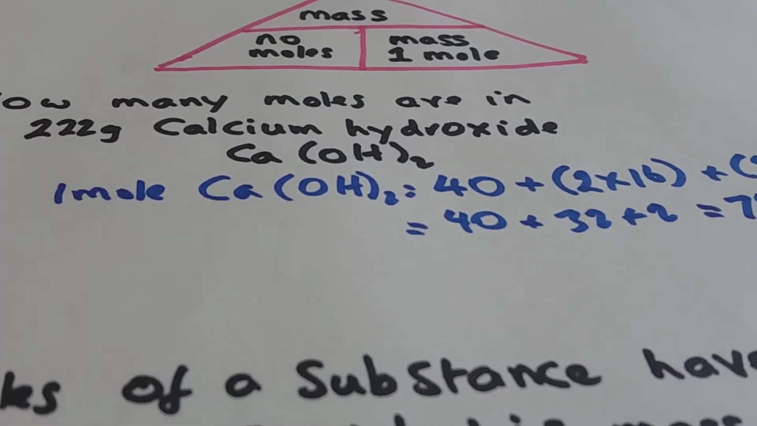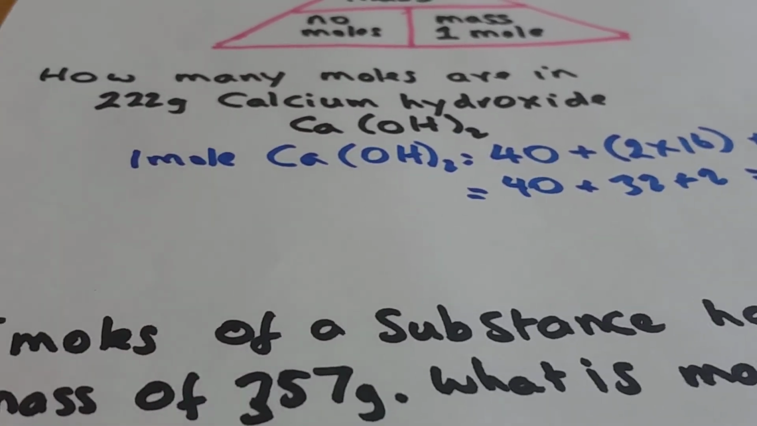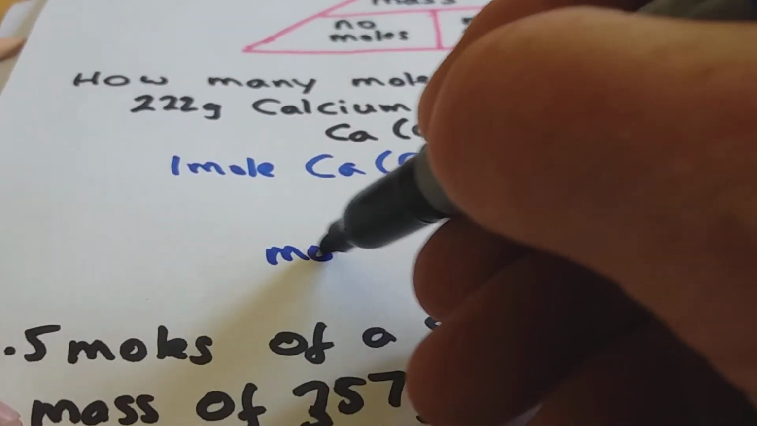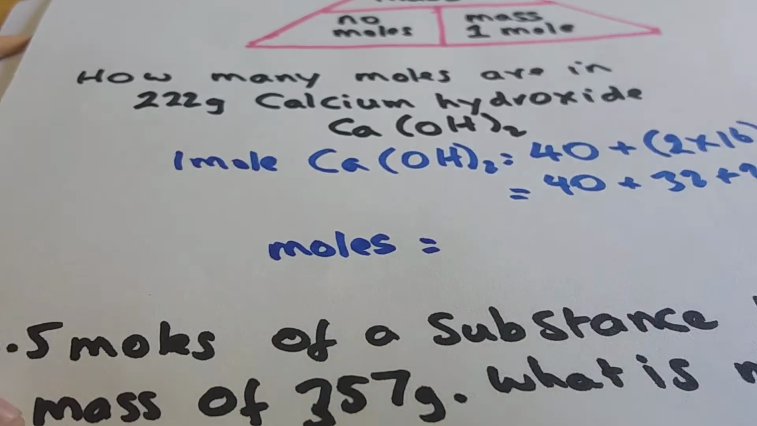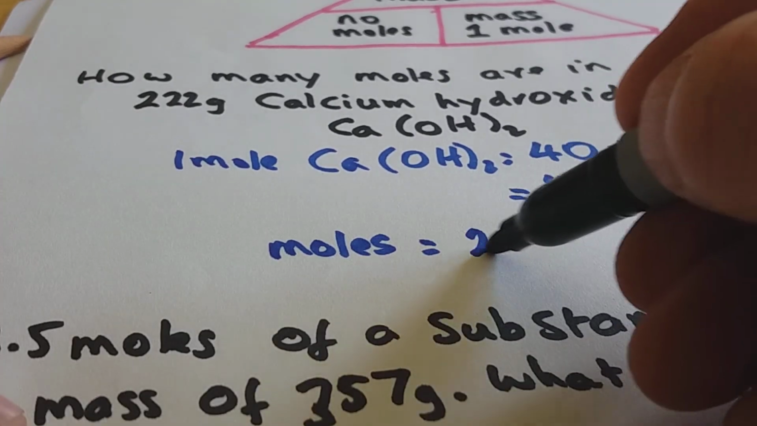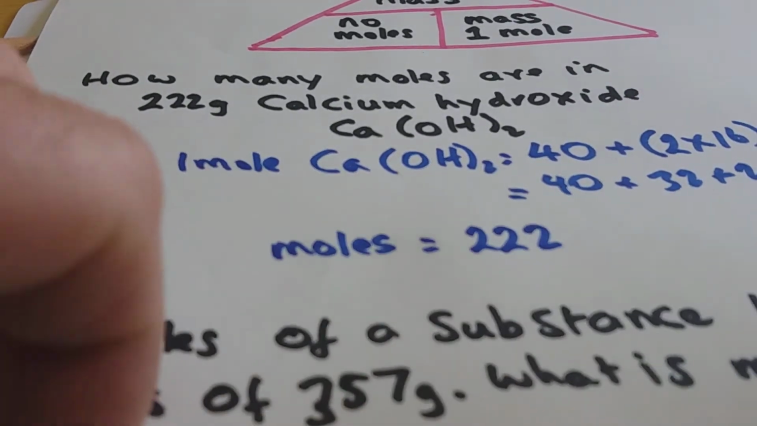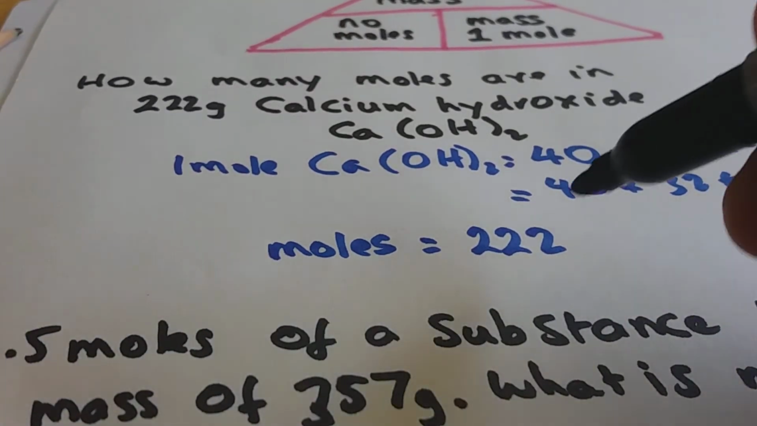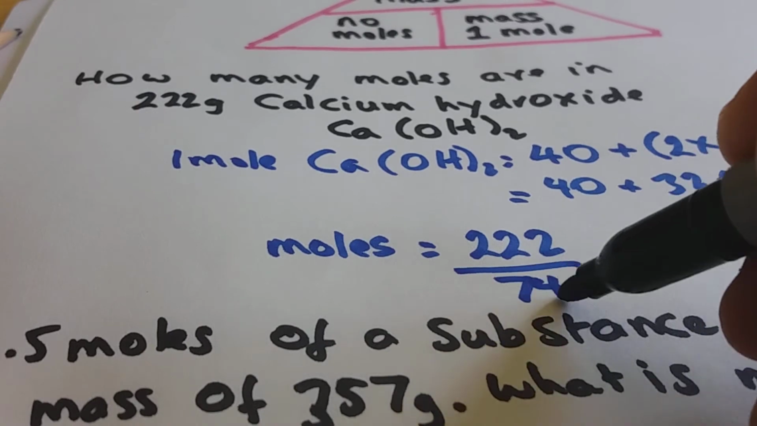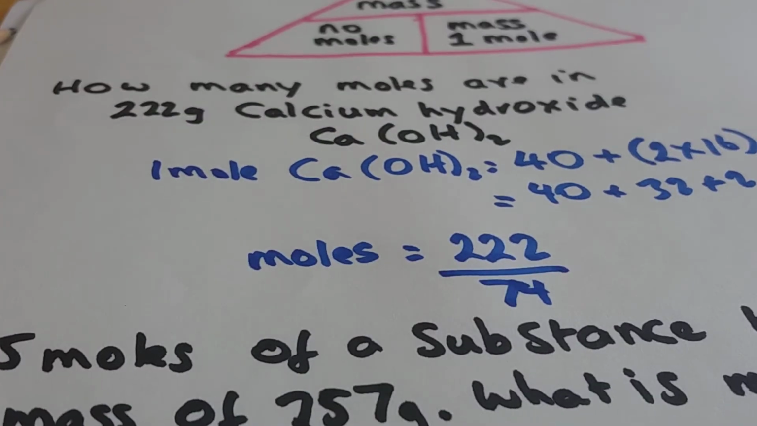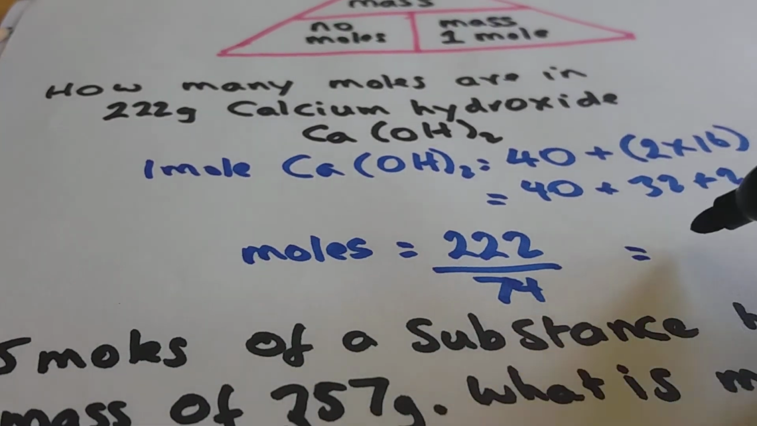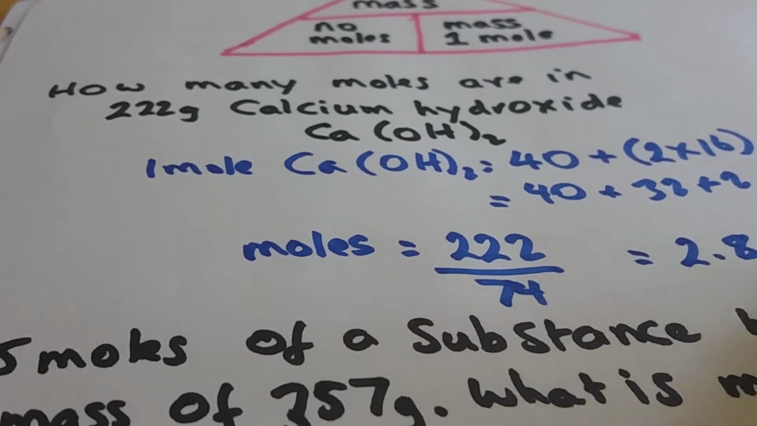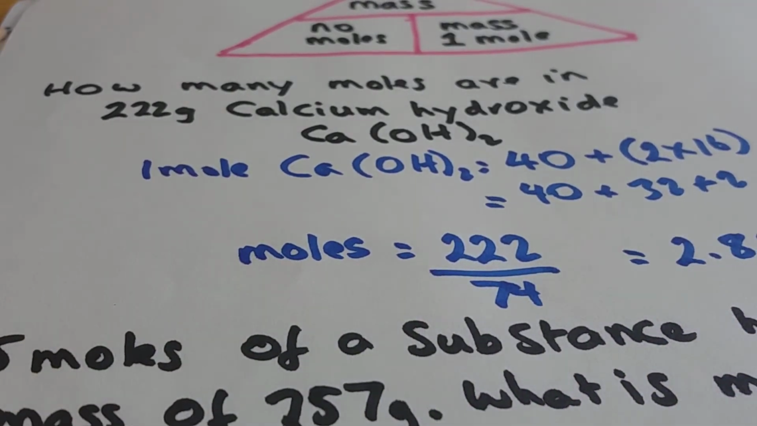Now, what we want to know is how many moles are there in 222. So, to get the number of moles, we divide the mass by the mass of 1 mole. 222 divided by 74. Now, if I work that out on my calculator, that will come out as 2.85 moles. Okay.